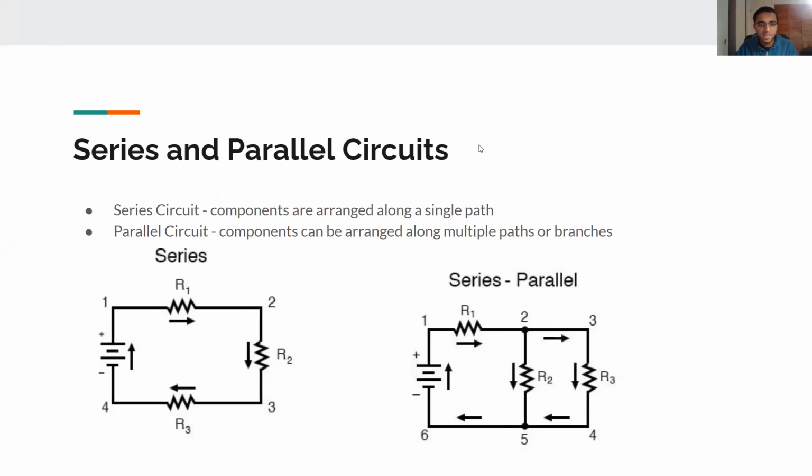We also have the concept of series and parallel circuits. I'm sure you are familiar with these. Series circuits are when components are arranged along a single path, and in parallel circuits, the components are arranged along multiple branches or multiple paths. The key idea is that we just apply the Kirchhoff loop rule and junction rule to analyze these circuits.